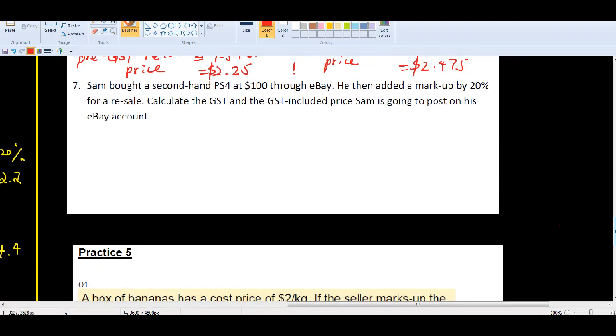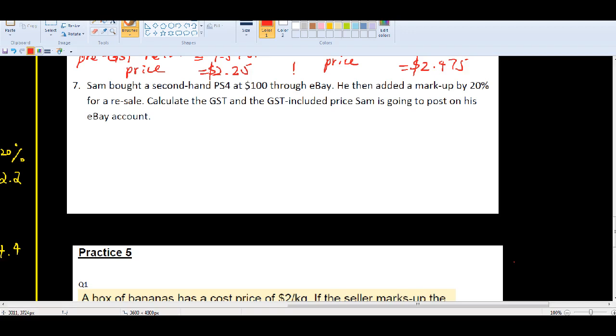And the last question is what we call online trading. Sam bought a second-hand PS4 at $100. Oh, that's such a bargain, right? Through eBay. He then added a markup of 20% for resale. So actually Sam is smart. He's trying to make some money. Calculate the GST and the GST included price.